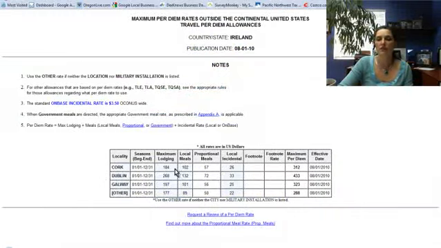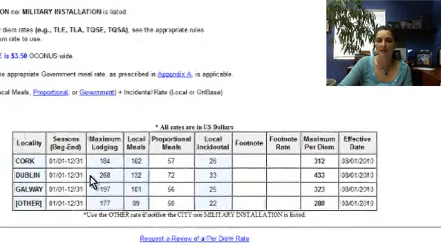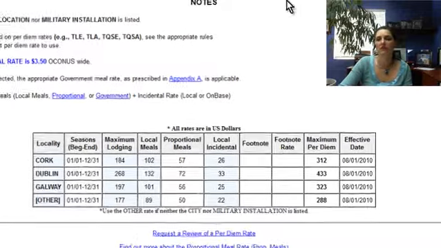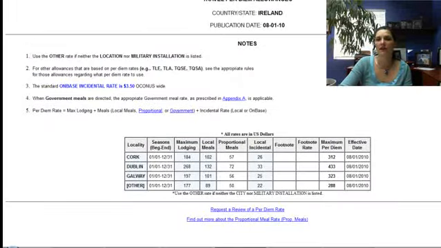And we can see that when you travel outside of the United States, the meal and incidental rates can rise substantially. Here we have Dublin, and the meal rate is $132 a day, and the local incidental rate is $33 a day. So you would be able to claim a deduction for meals and incidentals for Dublin of $165 a day. That's a lot more than the standard $46 a day, and you can definitely be of benefit to your clients looking that up.